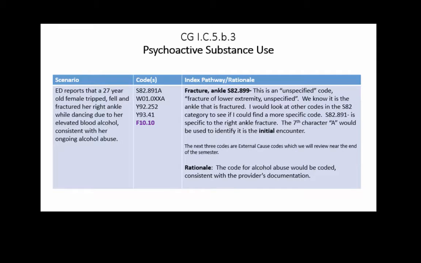If we have the same situation, but in this scenario, the physician is stating she had some elevated blood alcohol consistent with her ongoing alcohol abuse. In this case, because the doctor has said so, we would code the F10.10 alcohol abuse code. We'd still have our ankle fracture as our principal diagnosis. We would still have the external cause codes because they are related and they explain what happened. But we would add the alcohol abuse code.